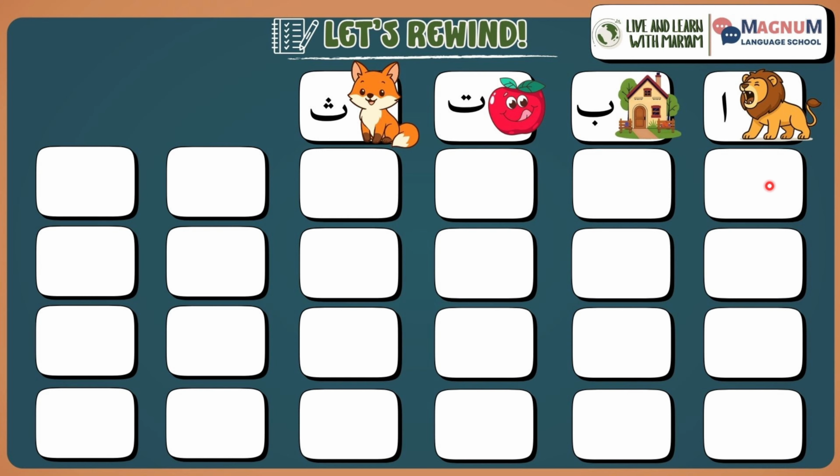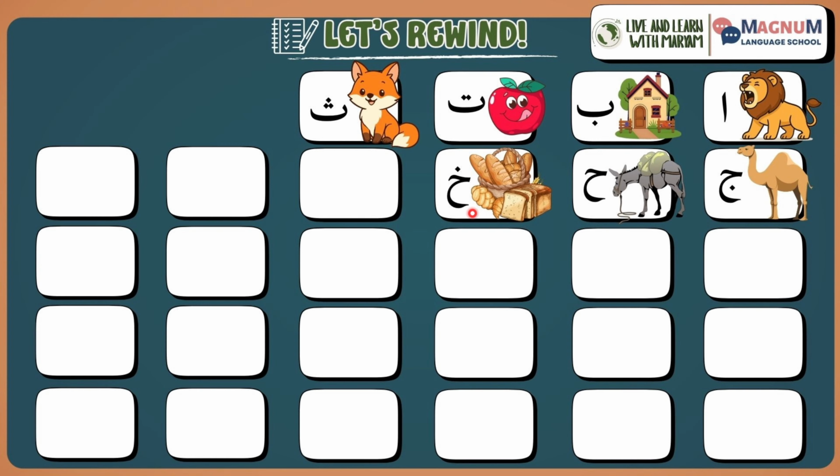Fifth is Jeem for Jamalun. Sixth is Ha for Himarun. Seventh is Khaa for Khubzun. Eighth is Daal for Dajajatun. Ninth is Dzaal for Dhi'bun.